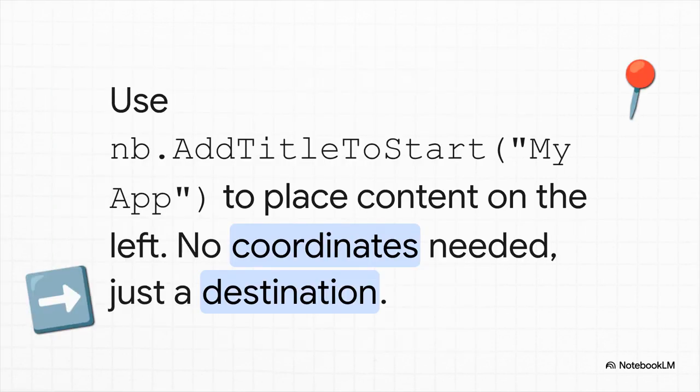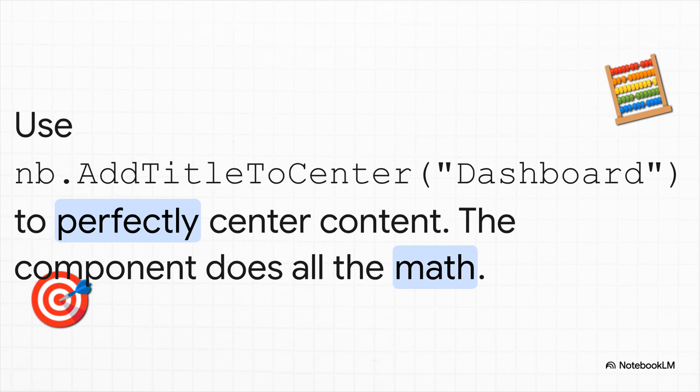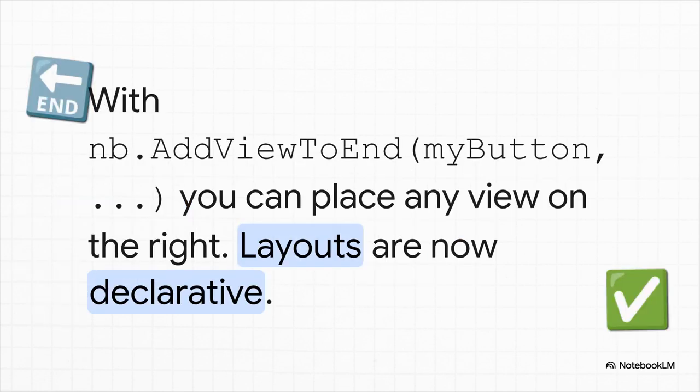And in practice, it's insanely simple. Want a title on the far left? You just call add title to start. That's it. You don't set coordinates, you just tell it its destination, and boom, the component places it perfectly in that start slot. Need a title smack dab in the middle? Same idea. You use add title to center. What's cool is the component calculates the exact center point, even accounting for other items in the other slots, and it just puts it right there for you. Perfectly balanced every single time. And of course, to complete the layout, if you want a button on the far right, you use add view to end.